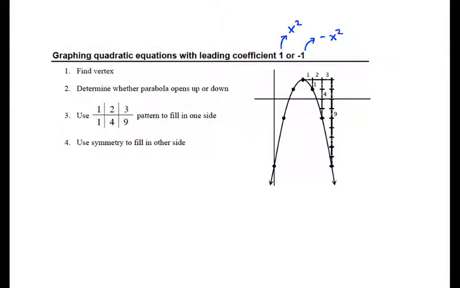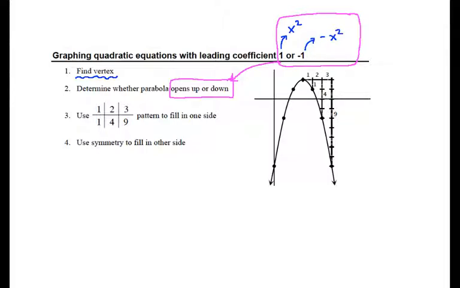So the idea is we need to first find the vertex. The vertex is always the first step in graphing a quadratic function. Next, we determine whether the parabola opens up or down, and that is determined by the leading coefficient. If the leading coefficient is positive, the parabola opens up. If the leading coefficient is negative, the parabola opens down. Then we use this 1, 2, 3, 1, 4, 9 pattern to fill in one side.